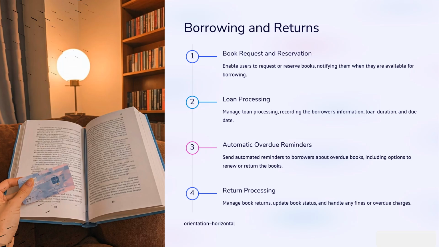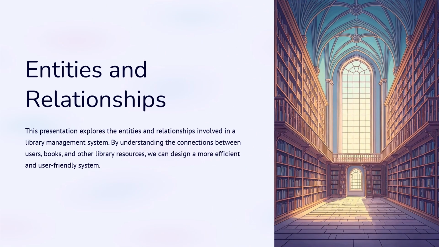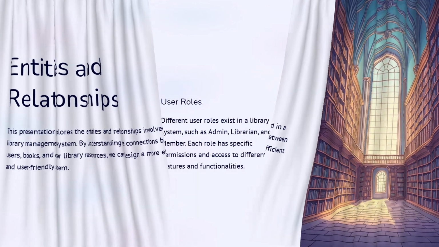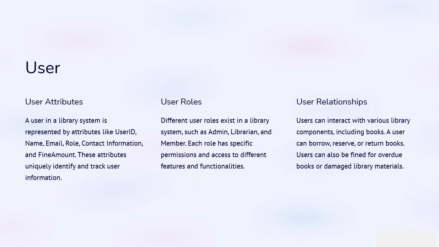We have entity and relationship. This representation explores the entities and relationships involved in a library management system. By understanding the connections between users, books, and other library resources, we can design a more efficient and user-friendly system. Under the user, we have user attributes, user roles, and user relationships.